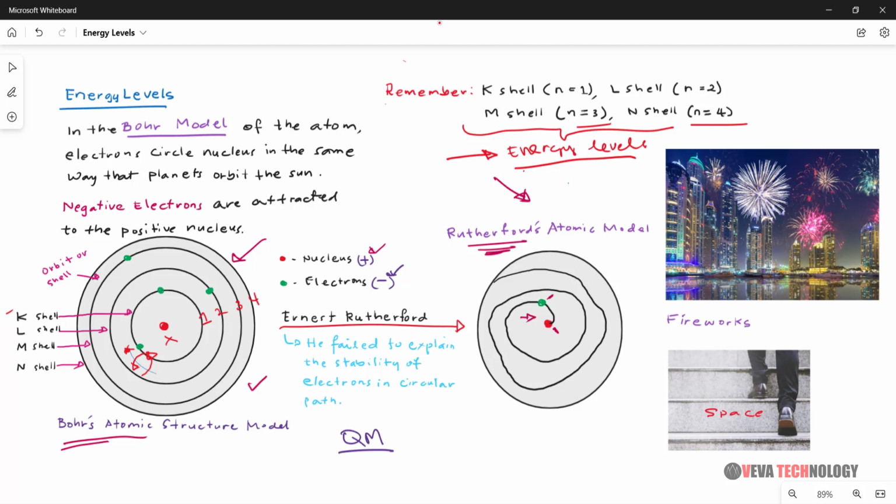For example, imagine you are climbing a staircase. Energy levels are a little like the steps of a staircase. You can stand on one step or another, but not in between the steps, right? So the same goes for electrons. They can occupy one energy level or another, but not the space between energy levels. So that is how it works.